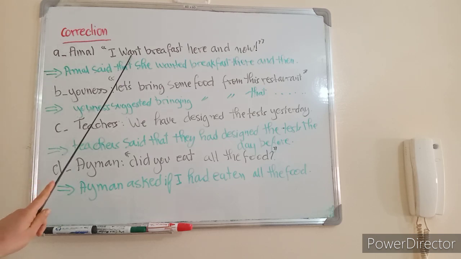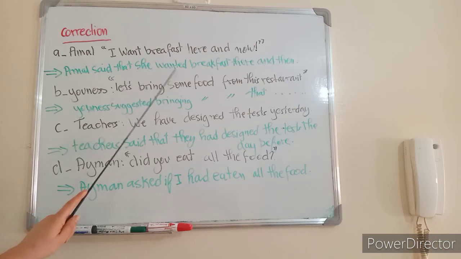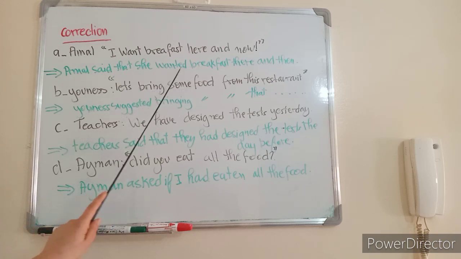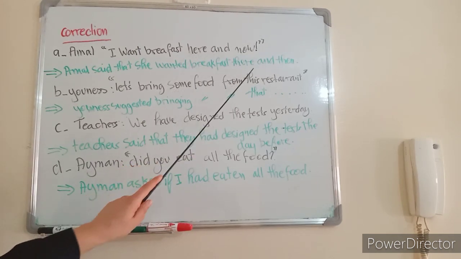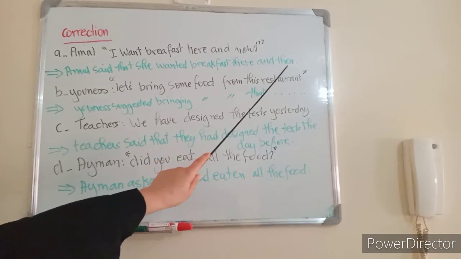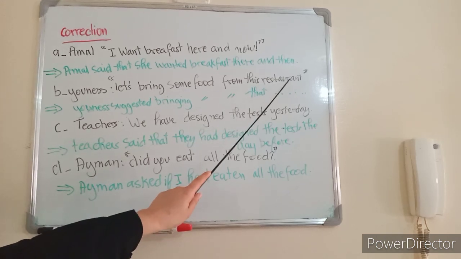So here we have Amal says, I want breakfast here and now. So here the reporting speech is Amal said that she. So here look, she refers to Amal. she تعود على Amal. So here because Amal is a female, we can say she. So she wanted. Here look, here we have present simple becomes past simple. So wanted breakfast there and then. So here becomes there and now becomes then.